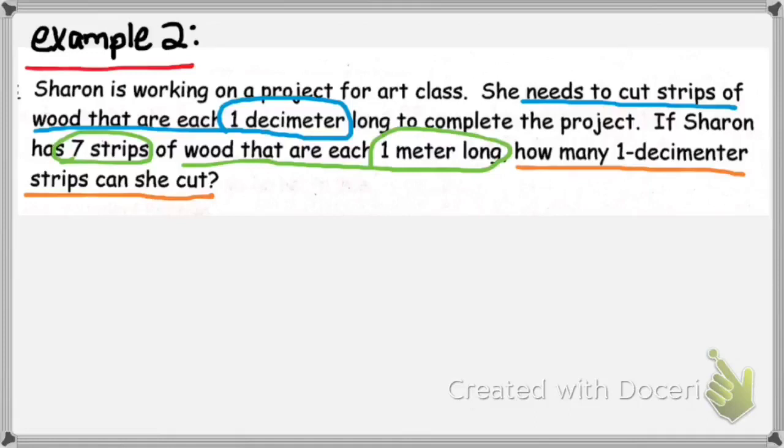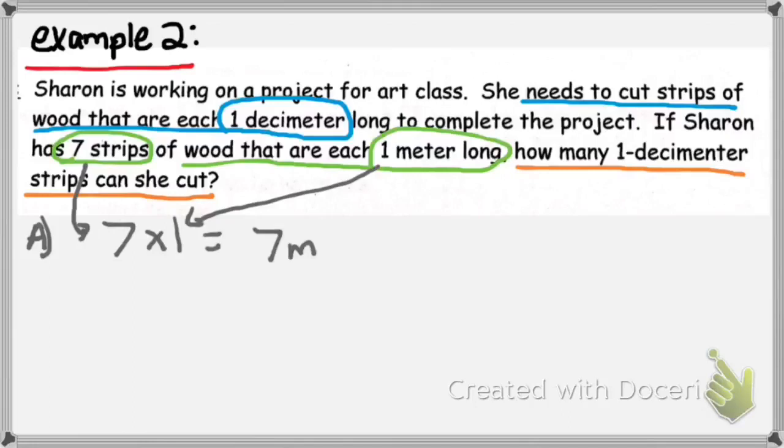This is going to be a 2-part problem. Part A will be how long are all those 7 strips all together. So my 7 strips, each of them are 1 meter long. And of course 7 times 1 equals 7. So I know that altogether she has 7 meters of wood.